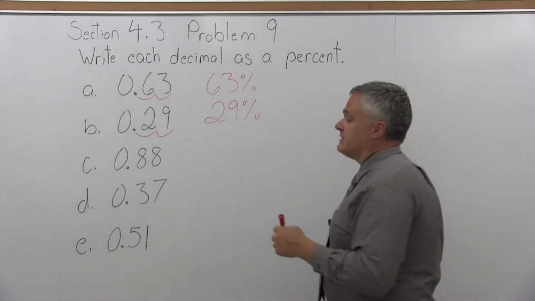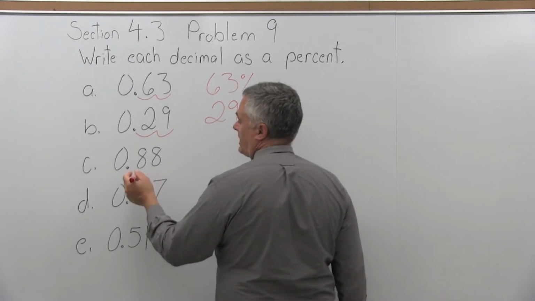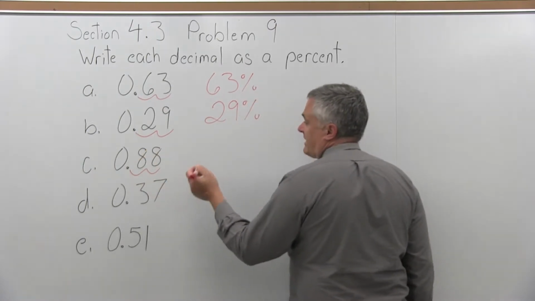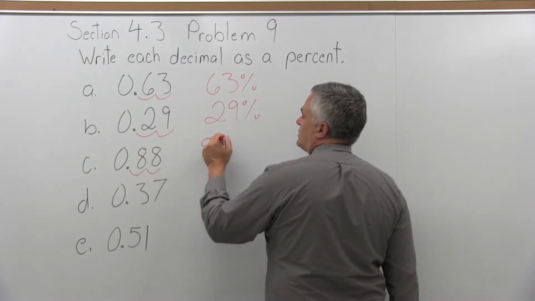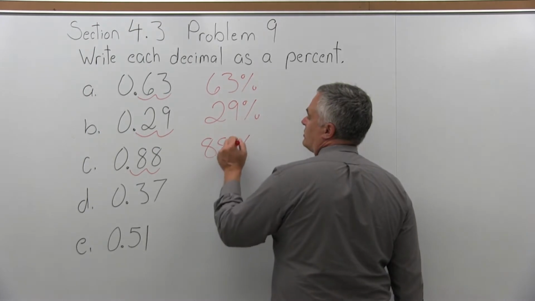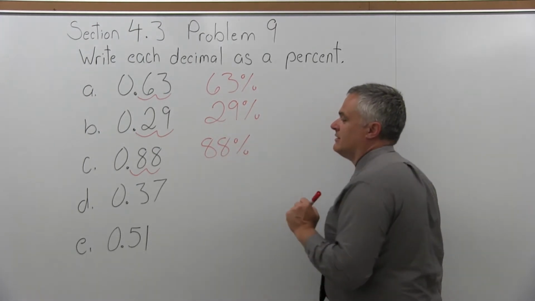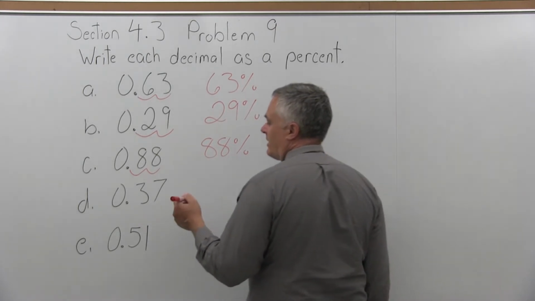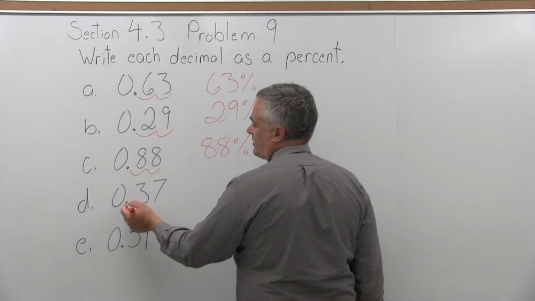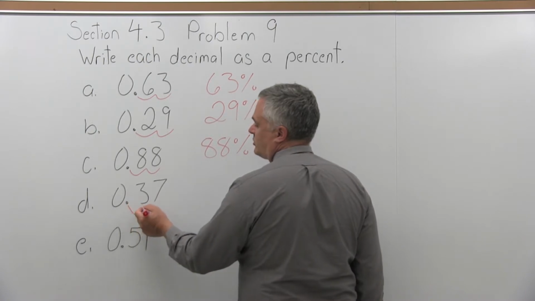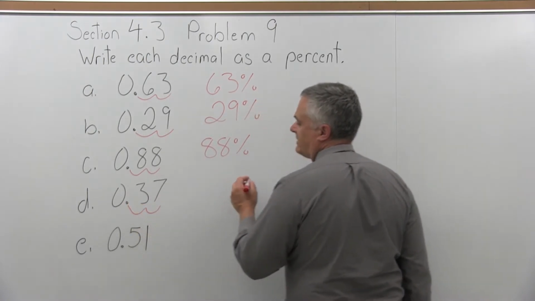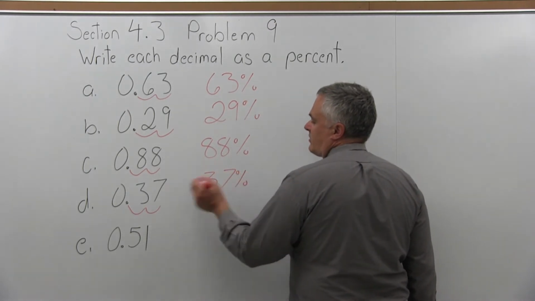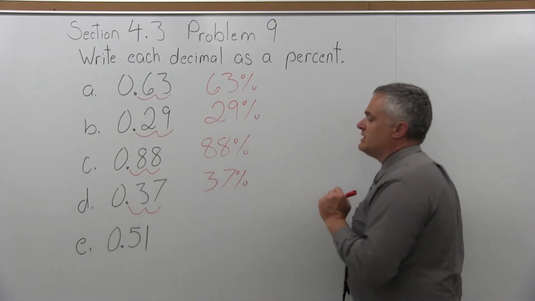The next one, part C, 0.88, make it a percent. Take the decimal where it is, move it 2 positions to the right, so it goes after the last 8. So 0.88 is equivalent to 88%. The next one, part D, 0.37, make the percent equivalent. So take the decimal where it's written between the 0 and the 3, move it 2 positions to the right, it would go after the 7. And you would make it 37, put a percent after. So 0.37 is equivalent to 37%.